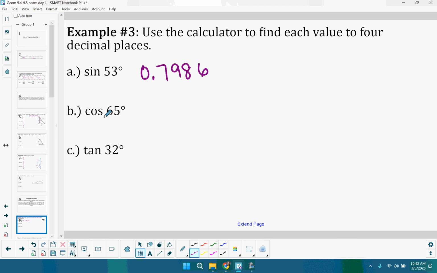For cosine of 65, we're going to find the button that says COS, hit that, and then hit the 65. This would be 0.42261, so the 1 will not change the 6. And the last one for tangent of 32, we would get 0.624869. So that 6 is going to change the 8 into a 9 on that one.